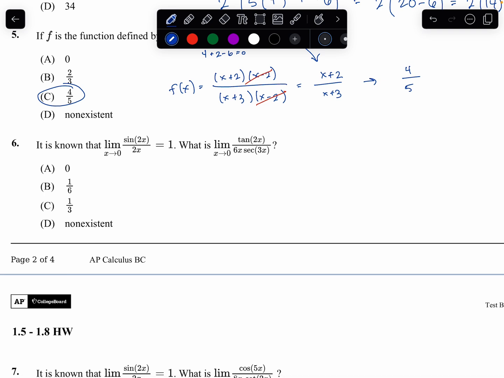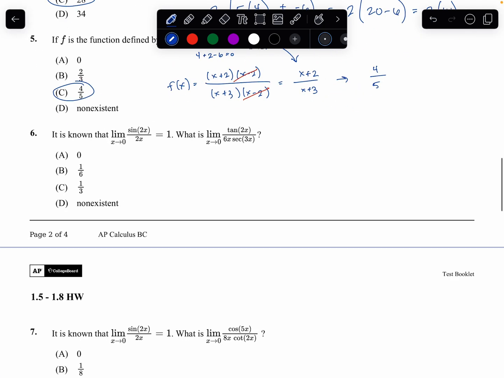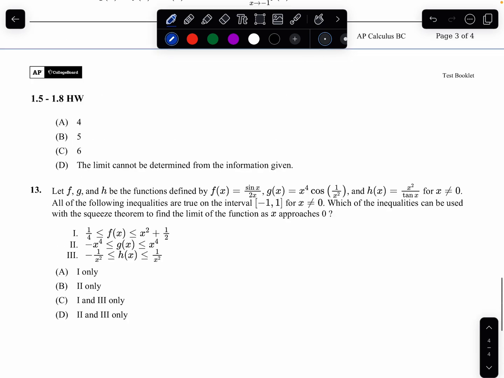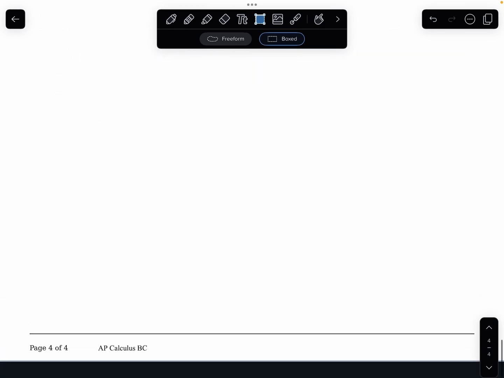Okay, so for this one right here, it looks like we got some trigonometric expressions. I'm probably going to do this one here, one second. So that I have more space, I'm going to do this on another page.